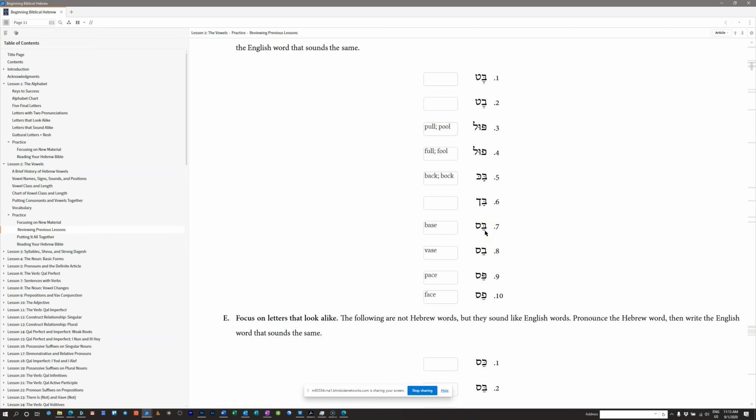And then number 9 and number 10 are very similar to number 7 and number 8, but we've shifted the bet to a pe. And so with the dagesh, we have pace. Without the dagesh, we have face.